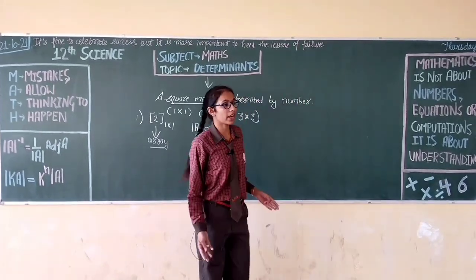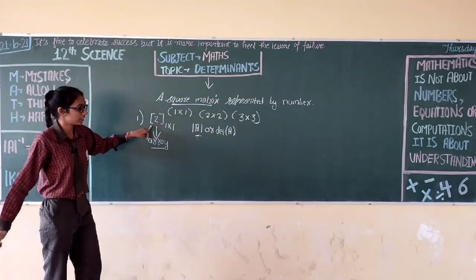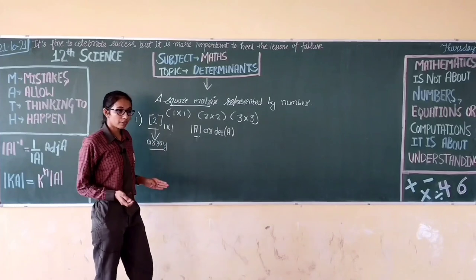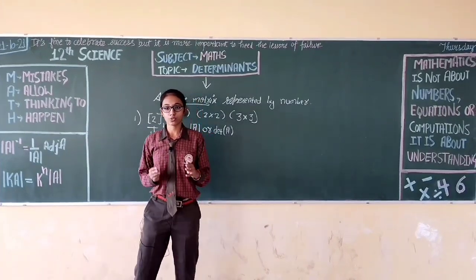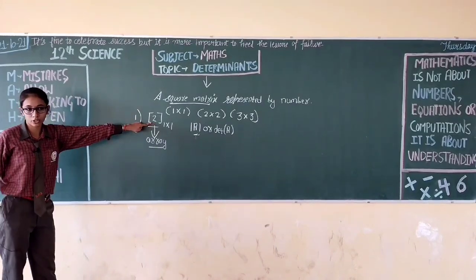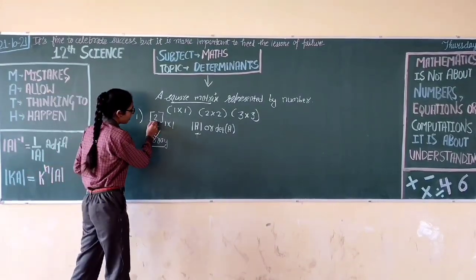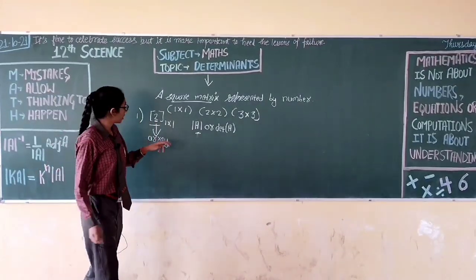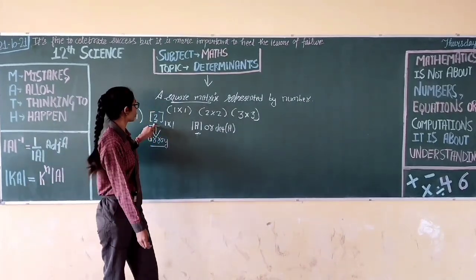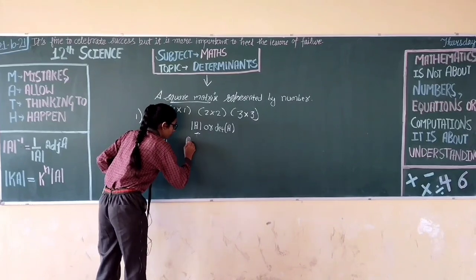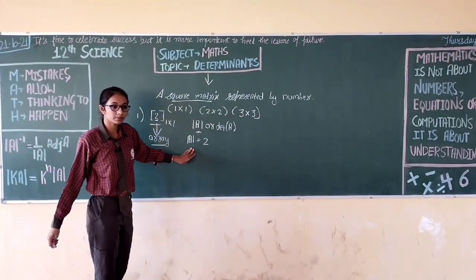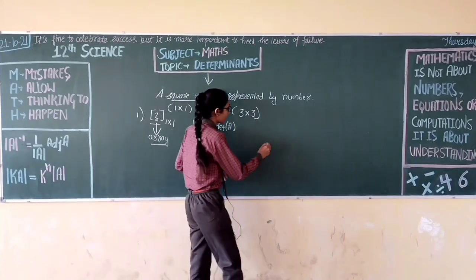Then how can we find the determinant of this matrix? This is a matrix of order 1 by 1. If we have to find the determinant of a matrix of order 1 by 1, then the determinant value will be the same as the element. What is the element present in our question? It is 2. Then the determinant of A will be 2. Is it clear to you? Yes. Let's take another example.